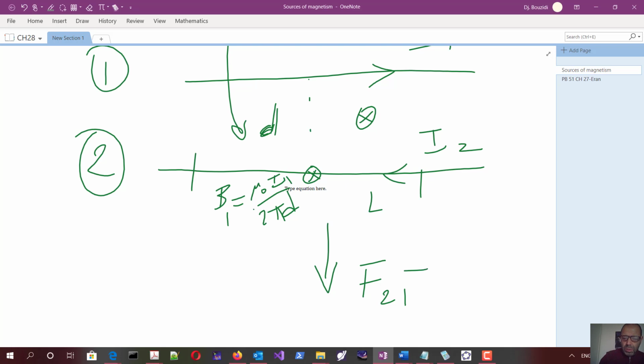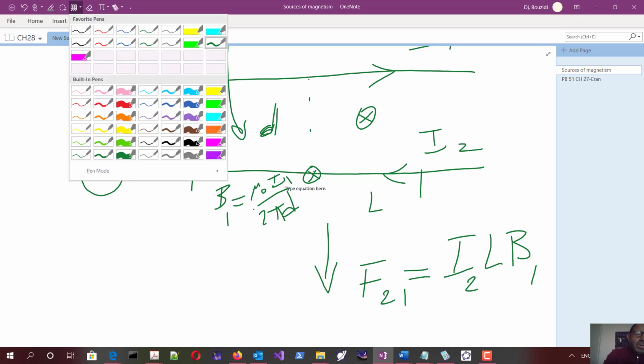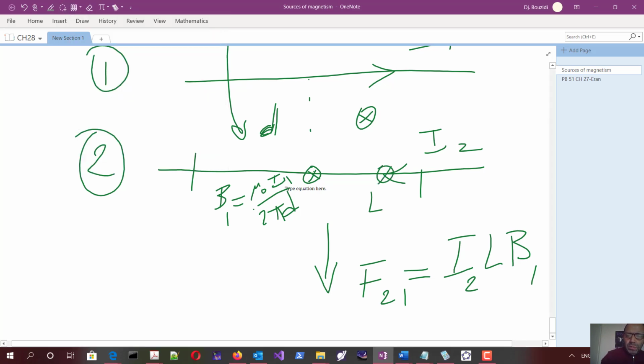And that force is equal to I2 times L times B1. In other words, this force is equal to the current in the wire, I2, since I'm trying to find the force on 2, times the length, because remember the formula that we saw in chapter 27 has to do with the length of a wire. So I have to take a finite length in here, times the magnetic field in that wire. And the magnetic field in that wire is the same everywhere, so it's a uniform magnetic field, since the two wires are parallel and the distance between them is d everywhere.